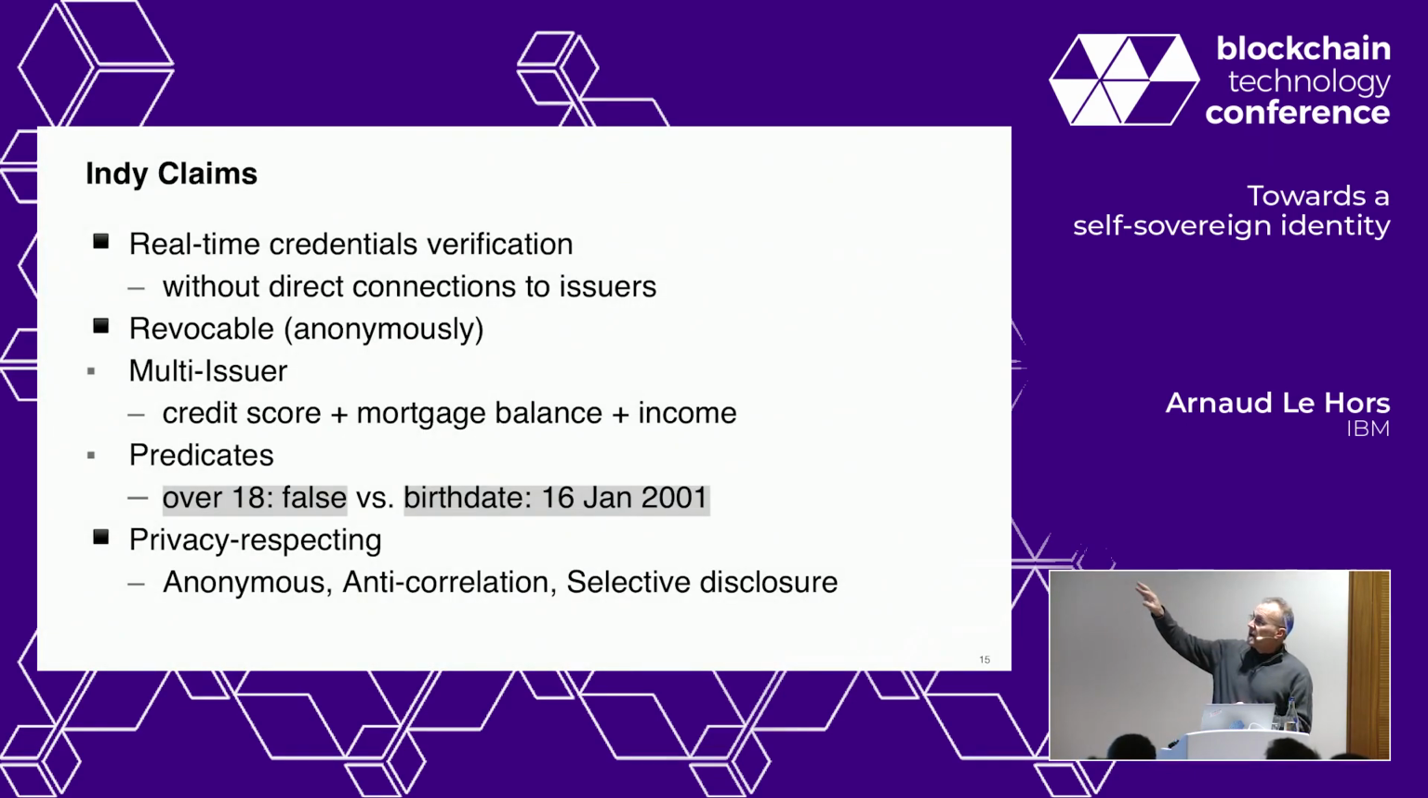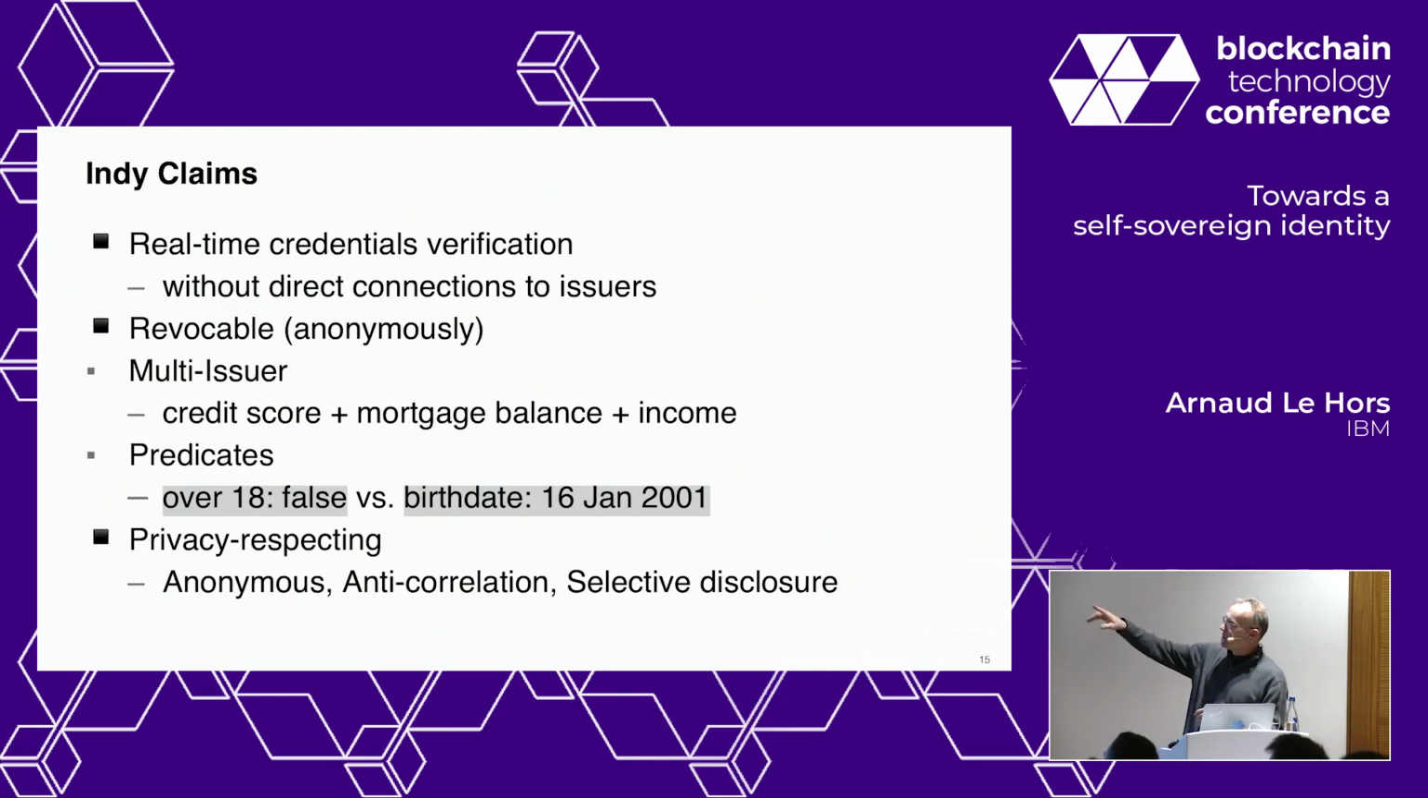So we have real-time credentials verification with that direct connection. Again, that's a very important aspect. The issuers are not involved in the verification process whatsoever. We also have a mechanism to revoke, because it's important to be able to revoke credentials. Say, I talked about your driver's license. Obviously, the government should be able to revoke your driver's license if you're such a bad driver. You don't deserve to drive anymore, right?